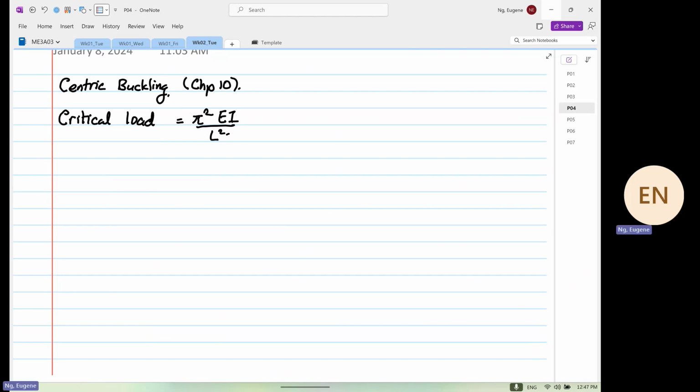Can someone tell me what's so unique about this formula in terms of structure analysis? I want you to reflect back when you're doing year 1 physics and when you're doing 2P. What is so unique about this formula? Anyone?